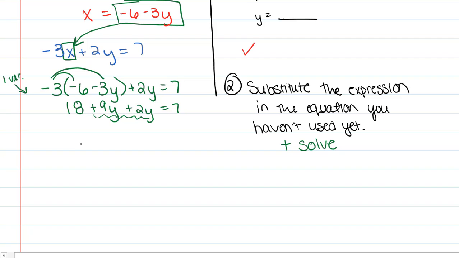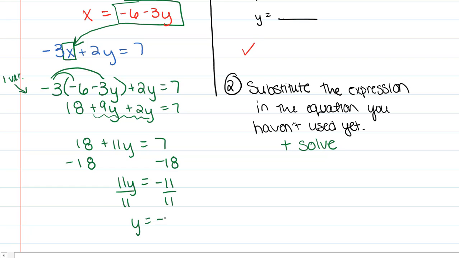Next up, I'm going to combine my like terms. Subtract 18 from both sides. 11y equals negative 11. Divide by 11, and I get y equals negative 1. All right, step 2 is done, but we're not done with this problem yet.